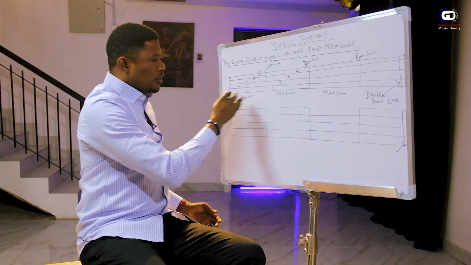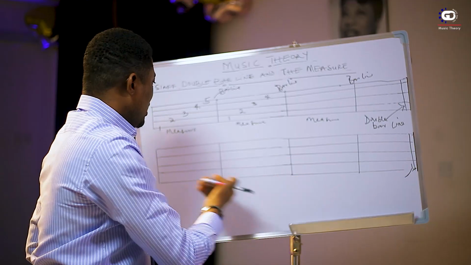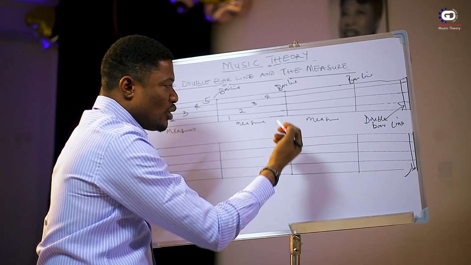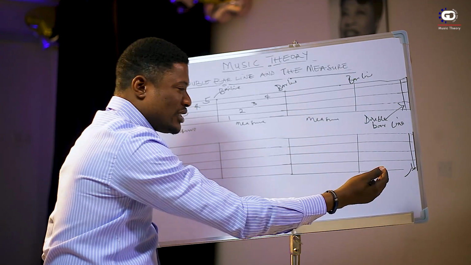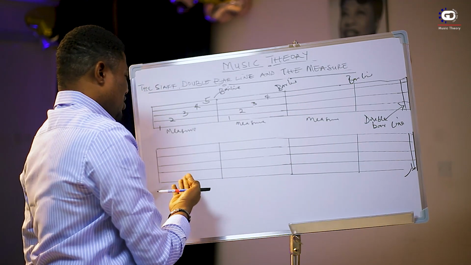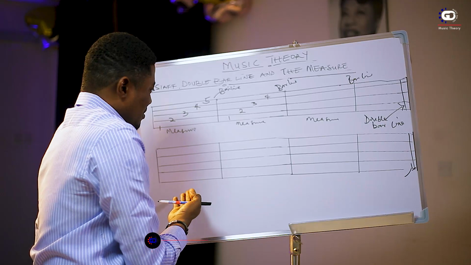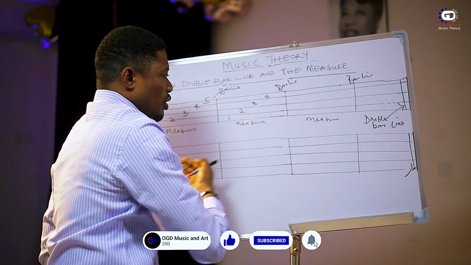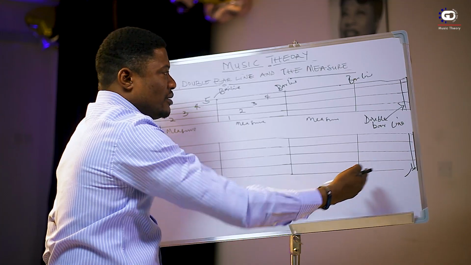Okay, so looking at the empty staff, I'm sure you should be able to tell me which is the bar line, which is the double bar line, which is the measure or bar in what you have here. So you have it here already, but you can replicate it here, right?